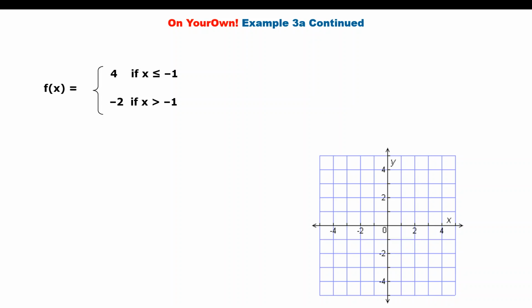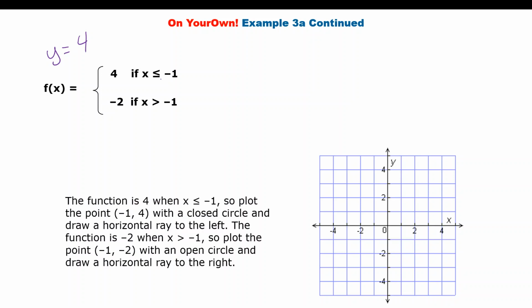All right, so that's pretty simple. Remember, y is f of x, so we could say y is equal to 4 if x is less than or equal to -1. So let's figure out when x is -1, and let's go ahead and plot that. Here's x is -1. It says y is equal to 4.